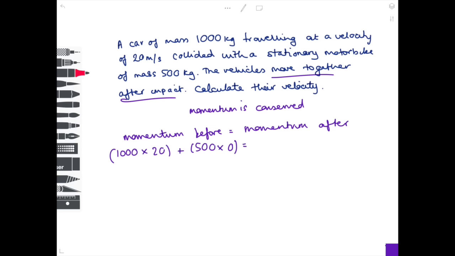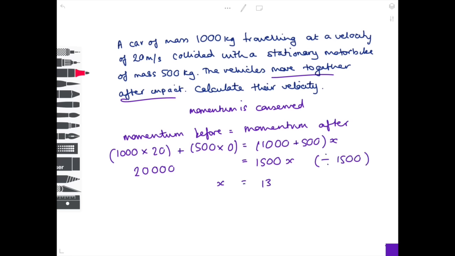The momentum afterwards will be their combined masses, which is 1,000 plus 500. So that's both the mass of the car and the motorbike, times their velocity, which is what we're after. So let's start sorting this all out. That will become 20,000. 500 times 0 is 0, and that becomes 1,500x. To get the x by itself, we divide both sides by 1,500. So x is 13.3 meters per second, so that's the velocity with which they move off at.